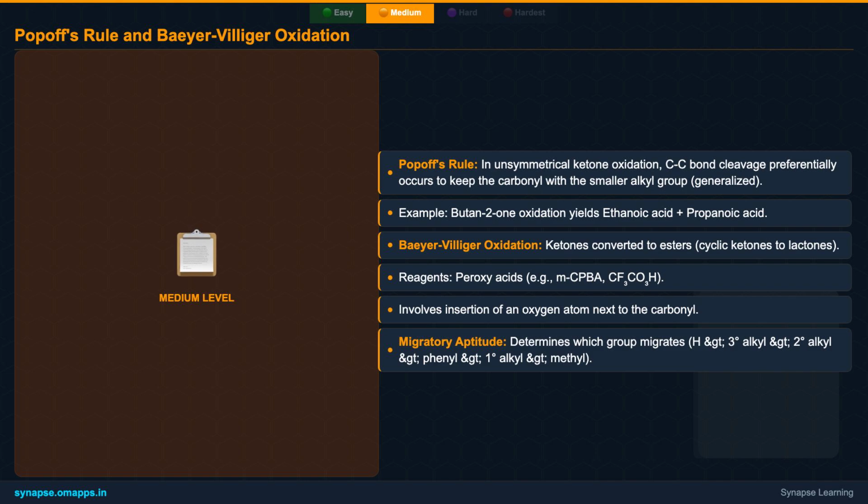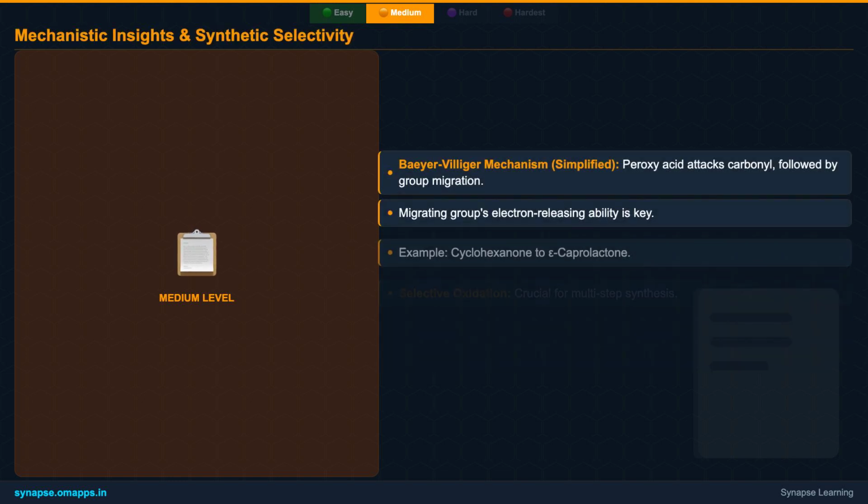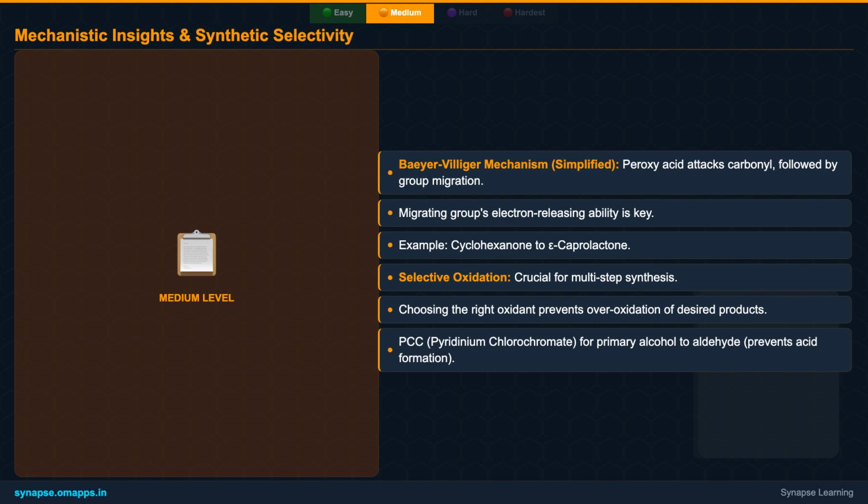Then there's the fascinating Baeyer-Villiger oxidation, where ketones are transformed into esters or cyclic ketones into lactones using peroxy acids. This reaction involves the insertion of an oxygen atom, and a key factor is the migratory aptitude of the groups attached to the carbonyl, determining which group shifts. The migratory aptitude in Baeyer-Villiger is crucial. It dictates which alkyl group moves to the oxygen atom.